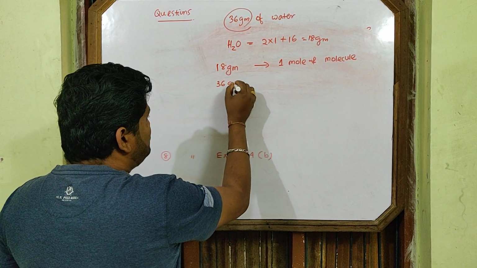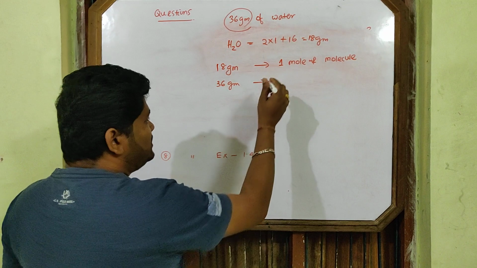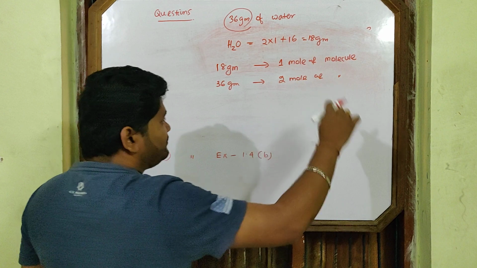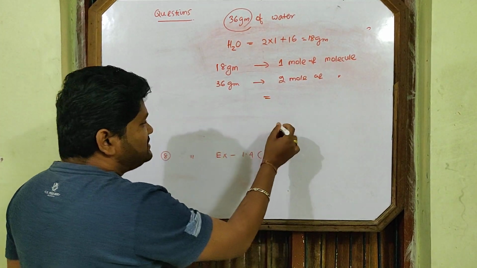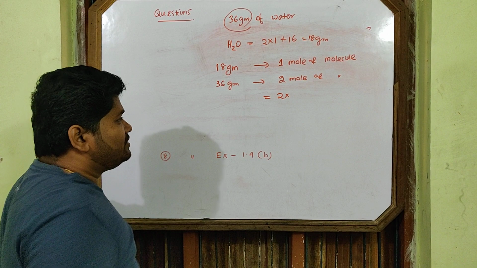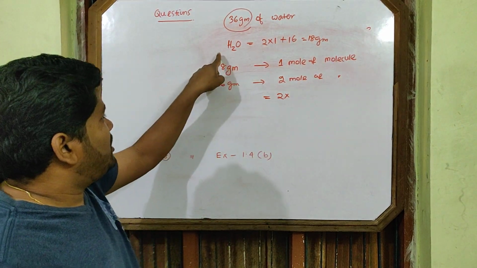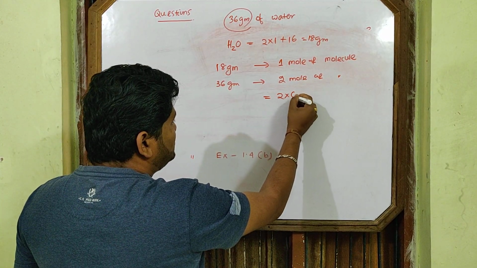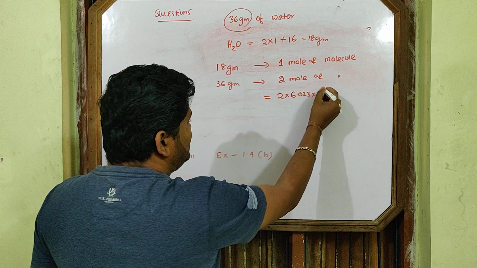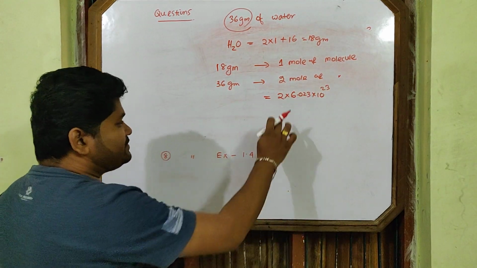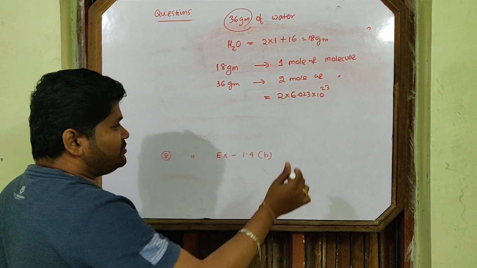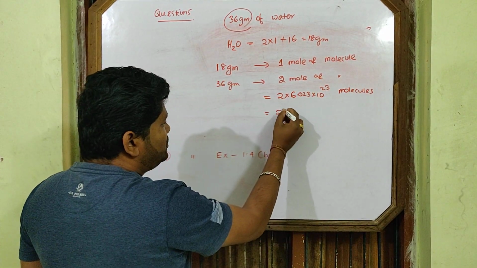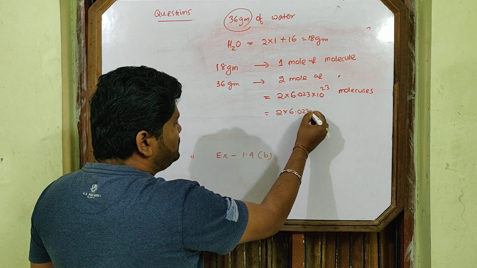Now 36 gram water contains how many molecules? Obviously 2 mole of molecules. 2 mole of molecules means, now you see, how many electrons does it have? 2 mole molecules, 2 into 6.023 into 10 to the power 23. This is the number of molecules.